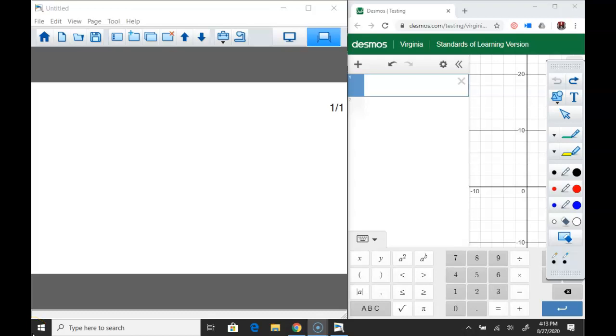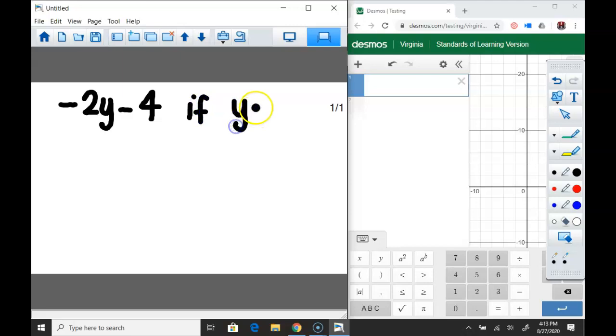Hello again, everybody. Today we are going to be doing a quick review of evaluating algebraic expressions by hand. You will remember that an algebraic expression is an expression that contains variables, and that to evaluate them we have to find their value. So here's an example. Let's say we have negative 2y minus 4, and we want to evaluate that if we know that y is equal to negative 5.